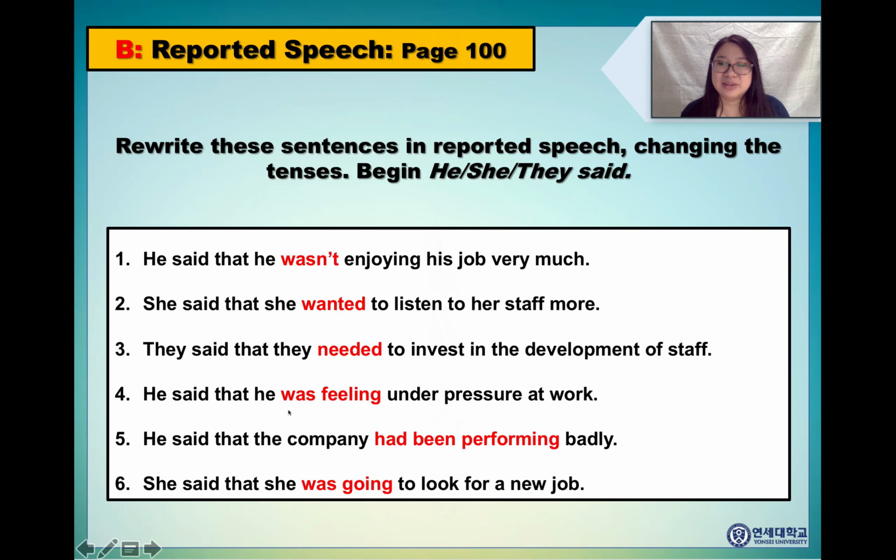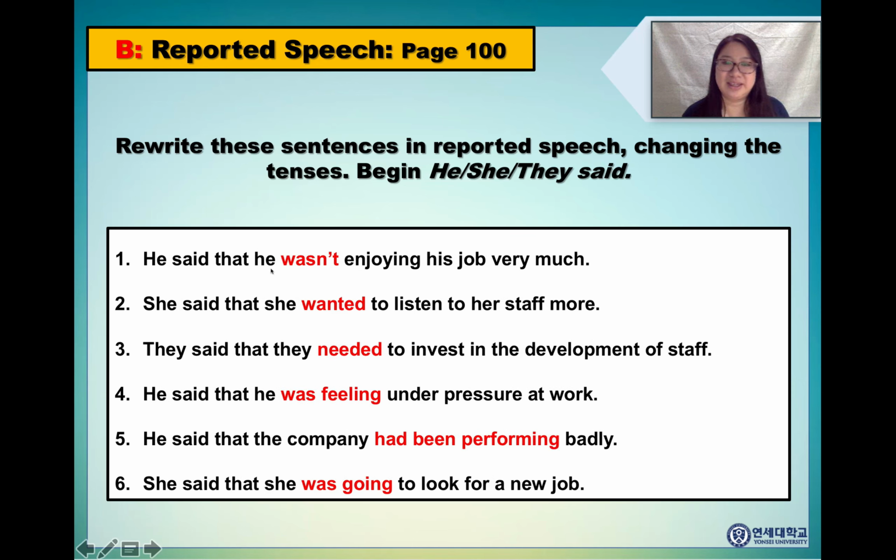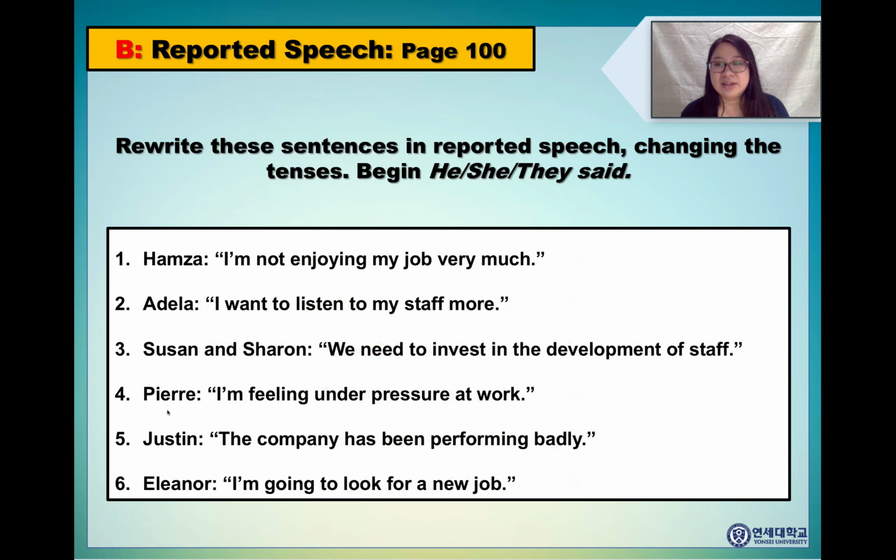Let's look a little more closely at number 4 and 5. Okay, so for the other questions, we had some pretty simple verb tenses. Present, right? I am, I want, we need, changes into the past simple. Wasn't, wanted, needed. Number 4, I am feeling is the present progressive or present continuous.